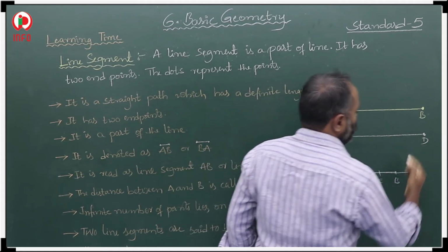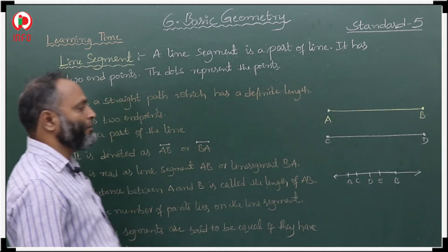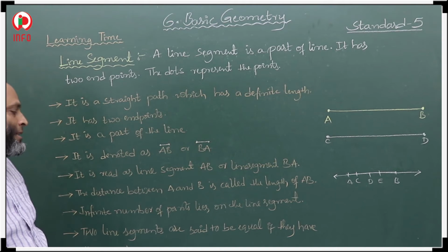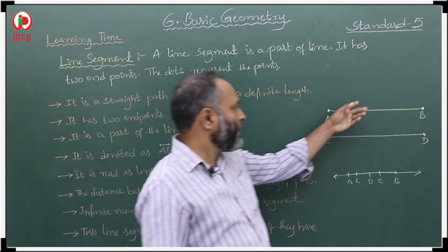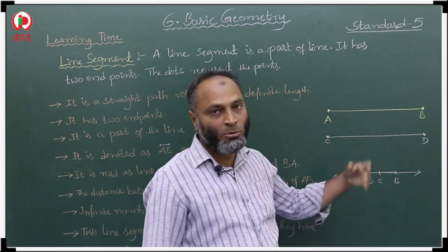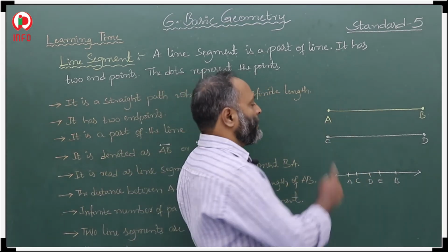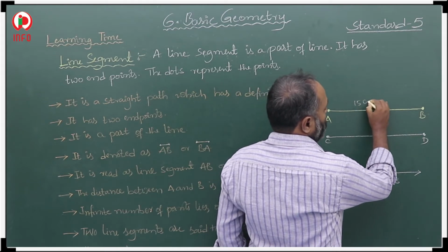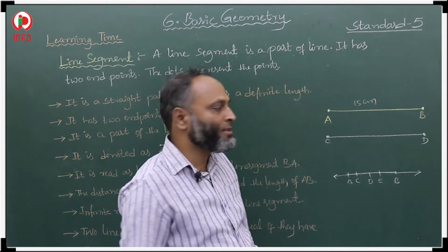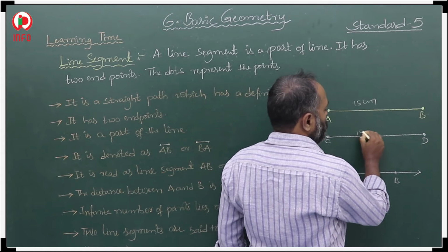This is another line segment CD. AB is the first line segment, CD is another line segment. Two line segments are said to be equal if the lengths of these two segments are the same. Suppose the AB line segment length is 15 centimeters and the CD length is 15 centimeters.